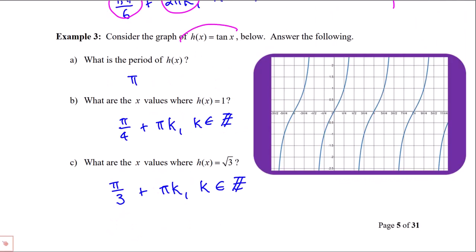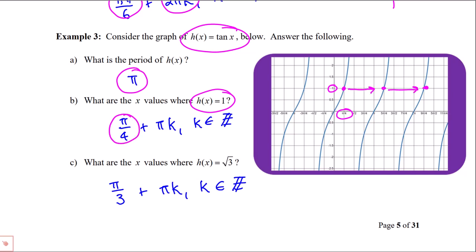Here is our tangent graph, but remember for tangent the period was pi, not 2 pi. So we want to talk about when is tangent 1. Well, tangent is 1 here, or the y value is 1, here and here. So this is pi over 4, and it's every period past that, every pi k.